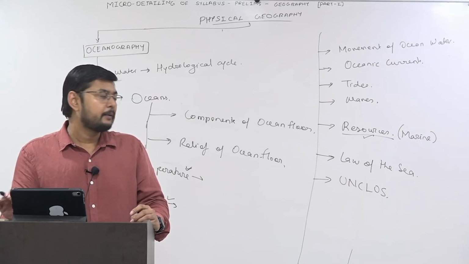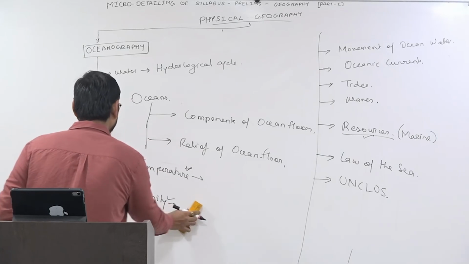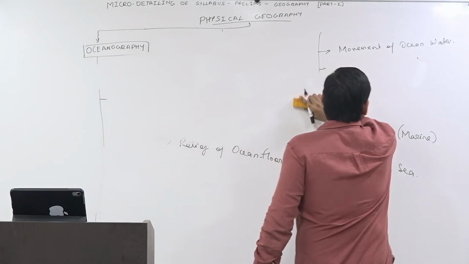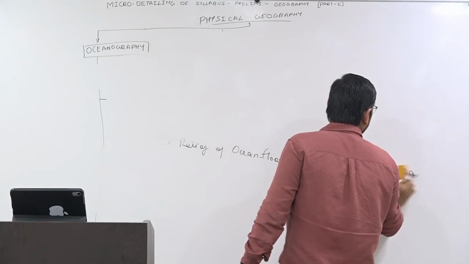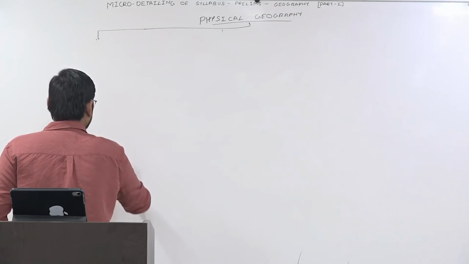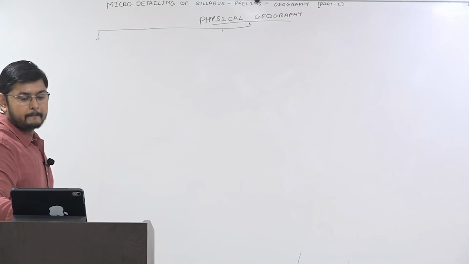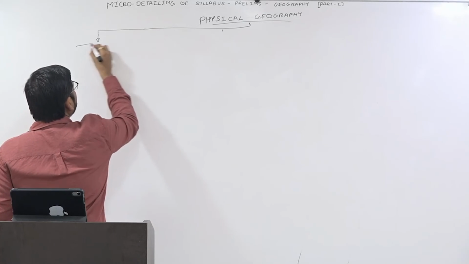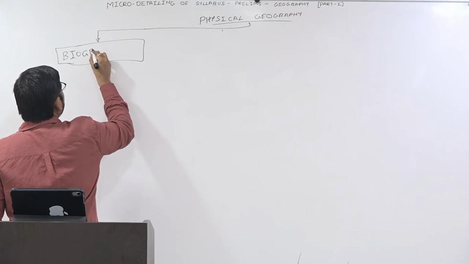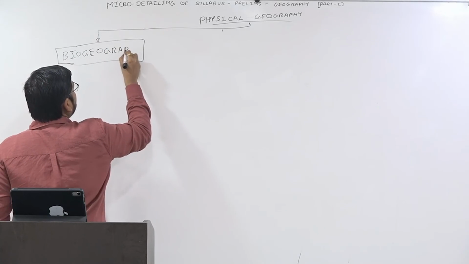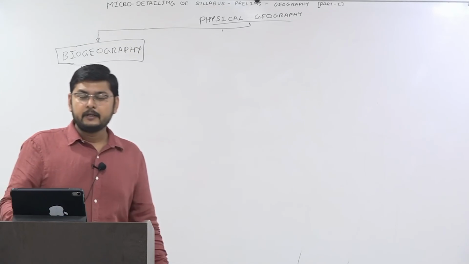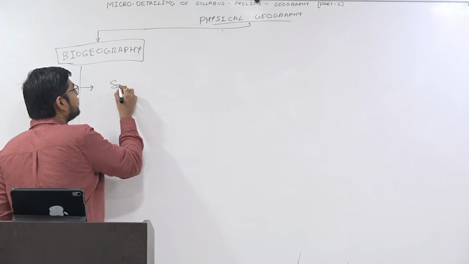Then we have a very important subject here, that is biogeography. Next subject is biogeography. In biogeography, we will be studying a very important thing, that is the soil. First thing is the study of soil. In this biogeography, the first important thing we'll be studying is soil.